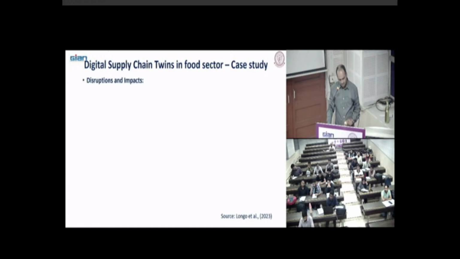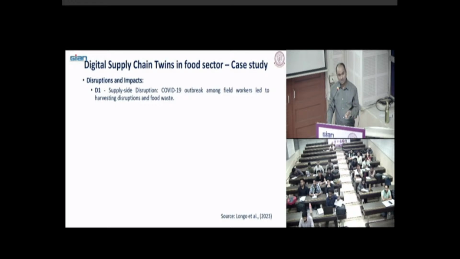First, they considered 3 disruption scenarios. The first disruption scenario was supply side disruption. Because of the COVID-19 outbreak among field workers, there was harvesting disruption and food waste. The company did not have sufficient workers to harvest the crops. It means it is basically food wastage.